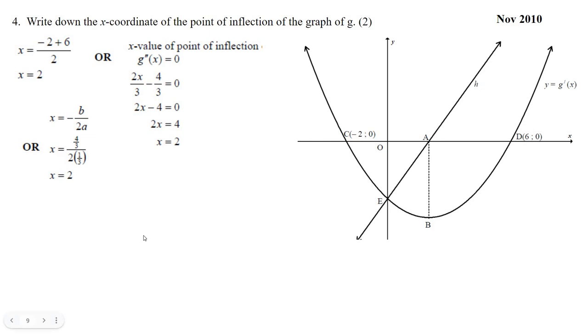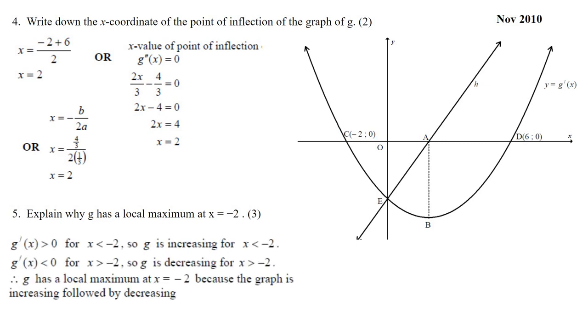But there's, hey, 3 different ways you could do it. There's the easiest way. The next question says, explain why g has a local maximum at this point. Why do we know that's the local maximum? Well, the first way is just with words. We know the gradient's positive, it's increasing. We know it's 0, and then we know it's negative. You just write down, it's increasing, it's 0, then it's decreasing. Therefore, g has a local maximum because it's increasing followed by decreasing.